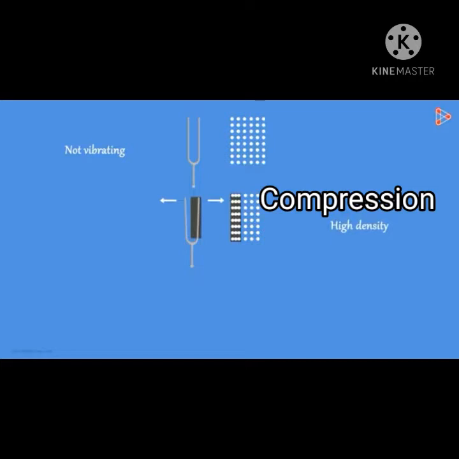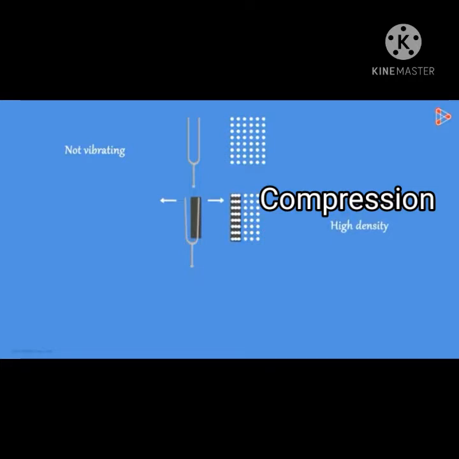If during vibration the prongs of the tuning fork go away from each other, the air outside the prongs is compressed. This compression increases the air pressure. Such a state of high pressure is created in region A in the figure. The region in which air is at high pressure and high density is called compression.